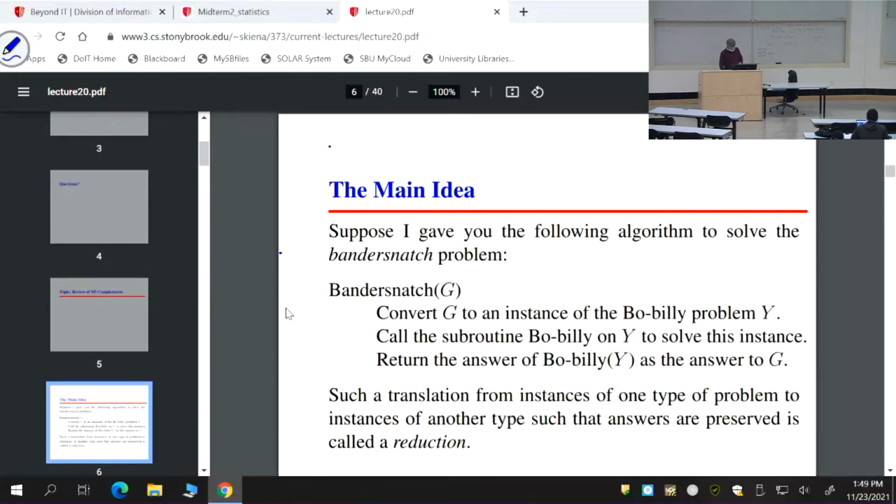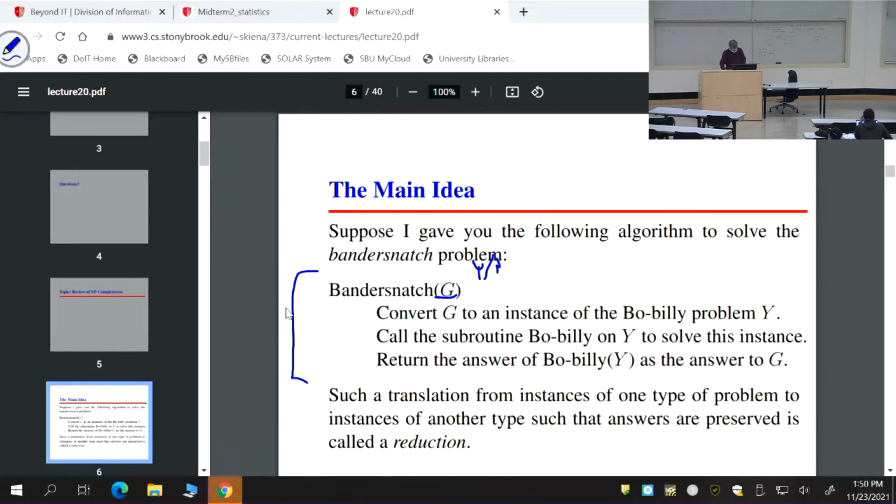This is the main idea of NP completeness, the big and only idea with NP completeness. Suppose I have an algorithm to solve the Bandersnatch problem. Bandersnatch is a decision problem. So Bandersnatch returns yes or no on whatever its input is. True or false, yes or no, that's what it is.